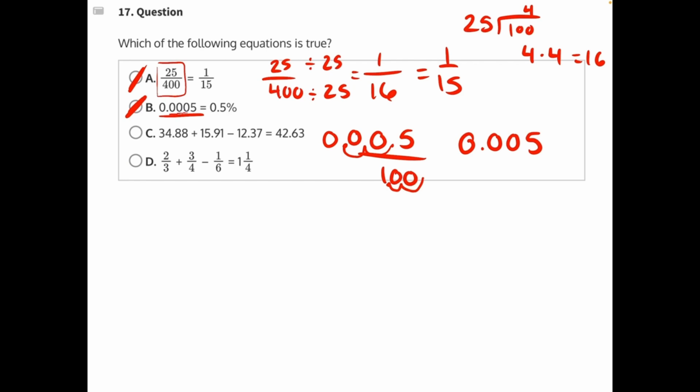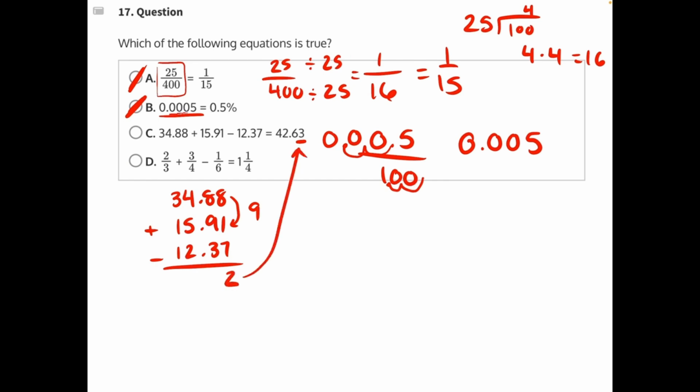For answer choice C, all we need to do is add up the numbers in our last digit, and that will tell us if our answer is correct just based on that one digit. We can start with 8 plus 1, which will give us 9, and then we can subtract 7 to get 2. 2 does not match our last digit of 3, so C is also incorrect.